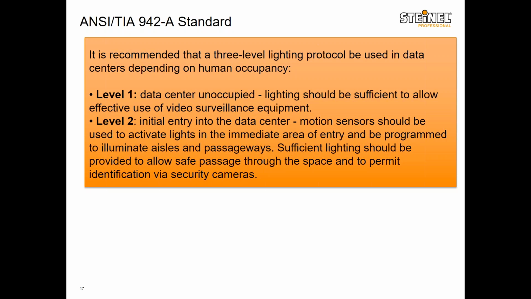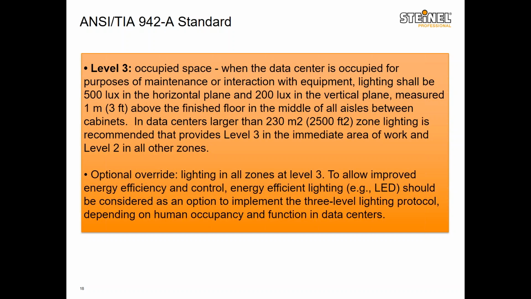Level 2 is initial entry into the data center. They recommend that motion sensors should be used to activate lighting in the immediate area of entry and be programmed to illuminate aisles and passageways. Sufficient lighting should be provided to allow safe passage through the space and permit identification via security cameras. So they don't put a specific light level in this level 2. They just say sufficient, okay, for those specific needs. And then they go to level 3.